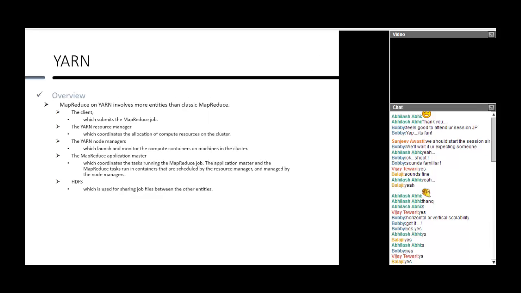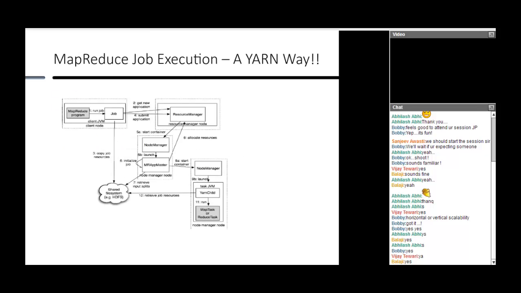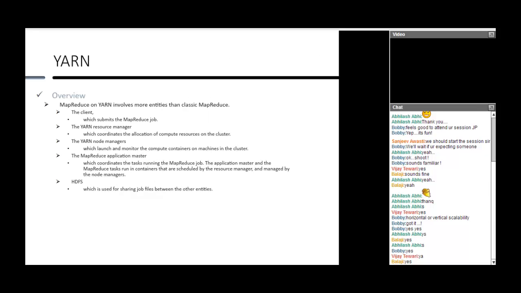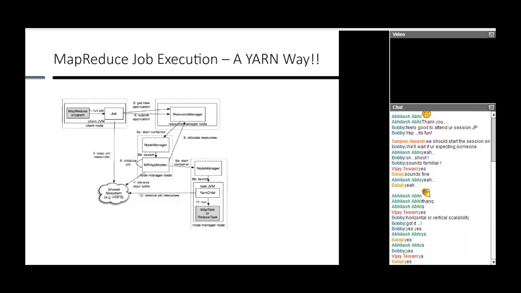I will not get into too much detail, because if you understand the existing MapReduce framework, then it will be a little easier for you to understand this. I will try to keep it at a high level where all of us can understand it easily. So in YARN architecture, there are a few major components. One is the client, who submits the MapReduce job. Then there is a resource manager, a node manager, an application master and HDFS. I'll tell you the role of each and every process.